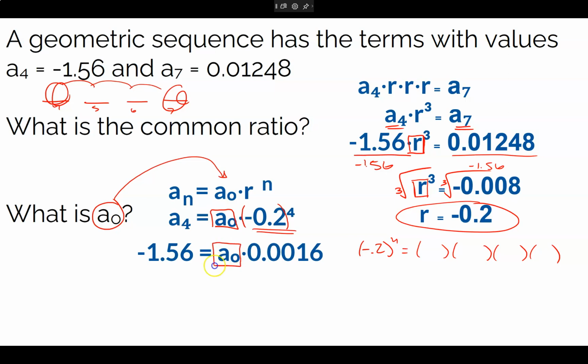All right, I'm almost there. How can I find my zero term? How am I going to get rid of 0.0016? Almost. How is it being attached right now? It's being multiplied. So what's the inverse of that? We're going to divide. Divide each piece by 0.0016. And we end up with -975 for my first term of this sequence.